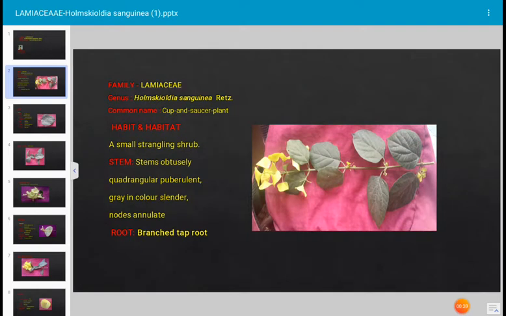Stem is branched. It is obtusely quadrangular, a four-angled stem. Stem is grey in color and nodes are present. Nodes are annulate. And the root system of the plant is branched and it is a taproot system. Taproot system is there. That means it is a dicot plant.